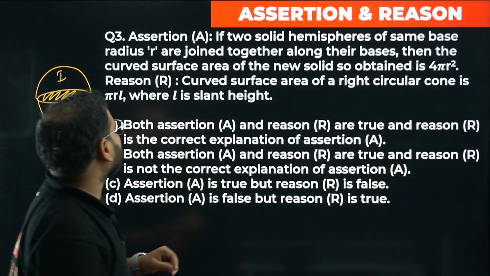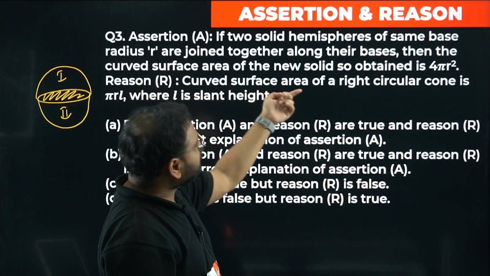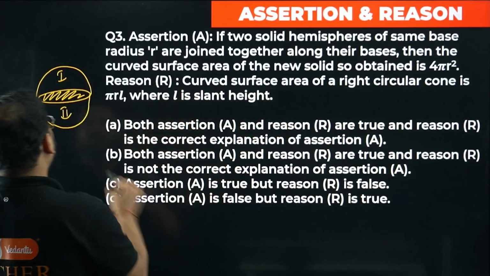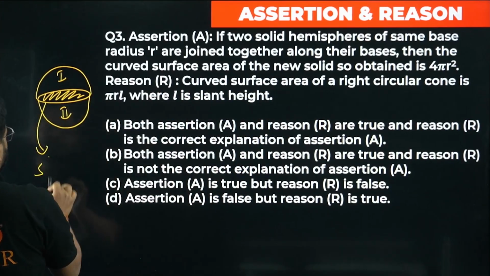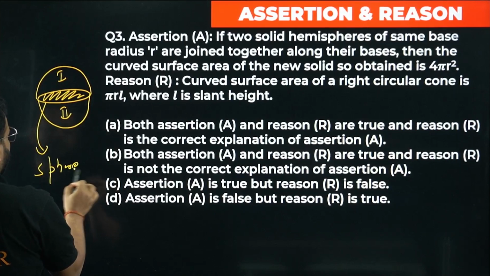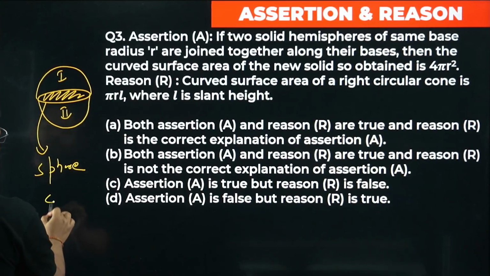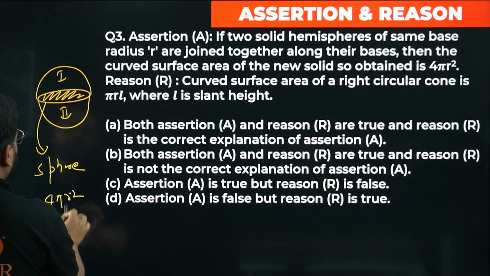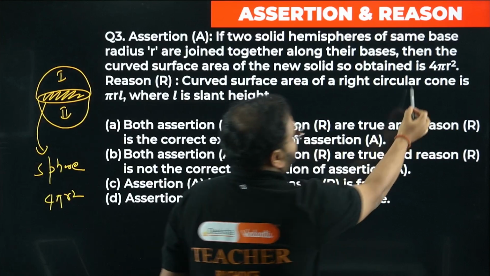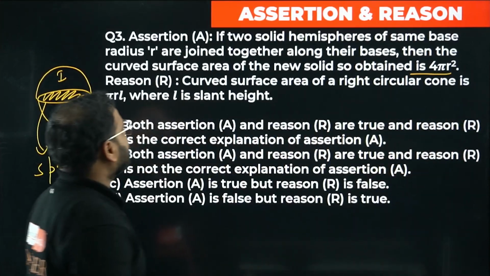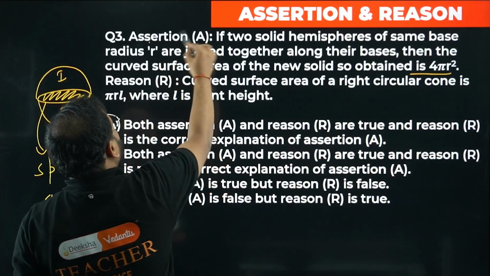Then the curved surface area of the new solid so obtained is 4 pi r square. Correct? How come, sir? What is this? This is a sphere. What is the sphere's surface area? 4 pi r square. Hence it is right, no? Correct, sir. Okay. So the assertion is true. Check the reason now.